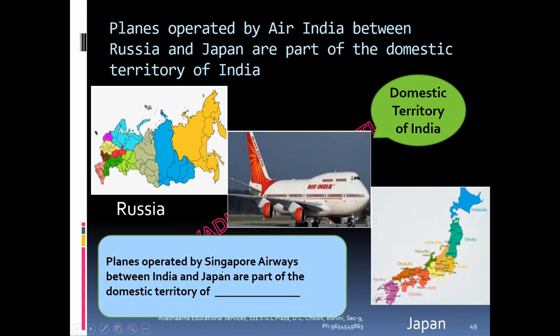Planes operated by Singapore Airways between India and Japan are a part of domestic territory of... yes, it's a part of the domestic territory of Singapore.